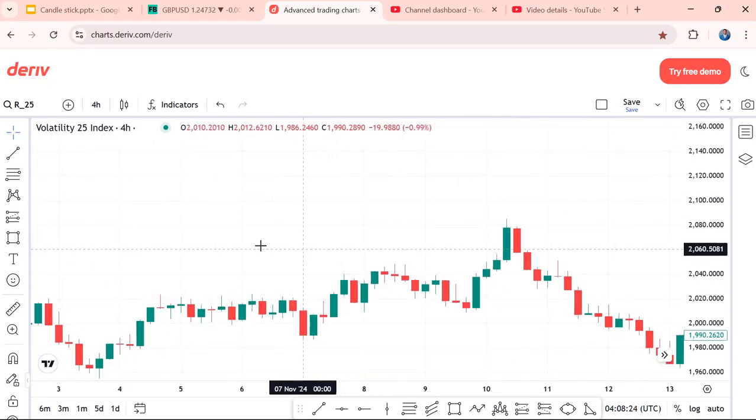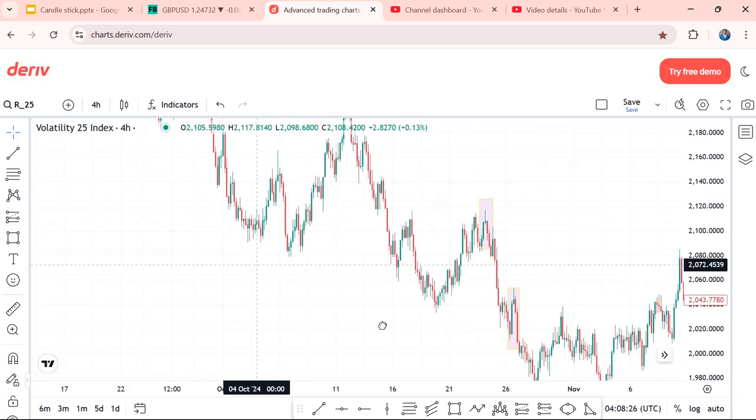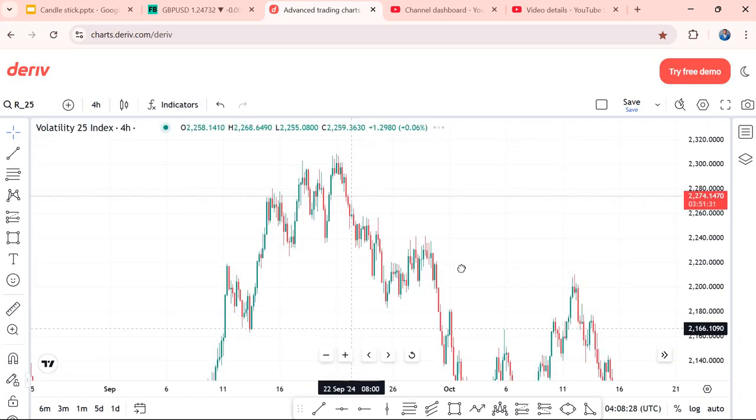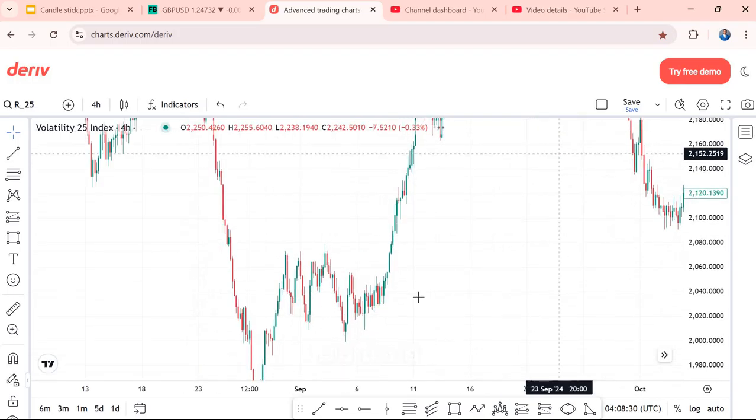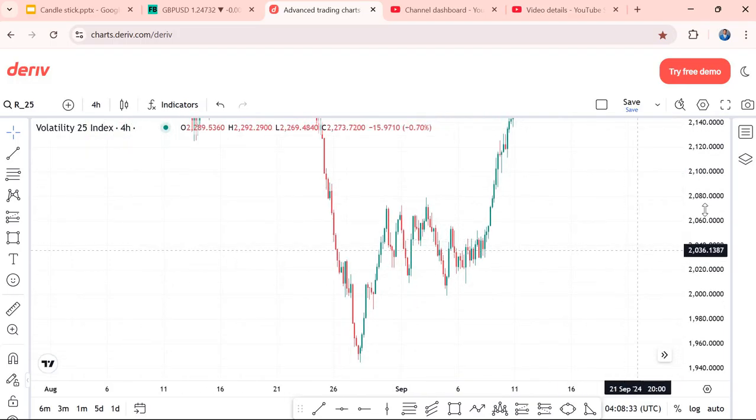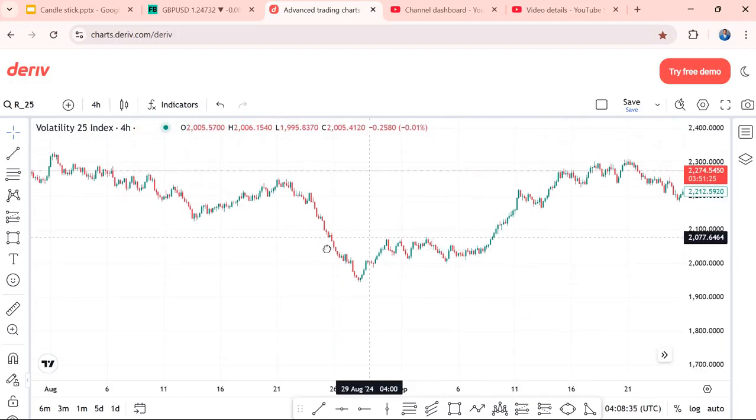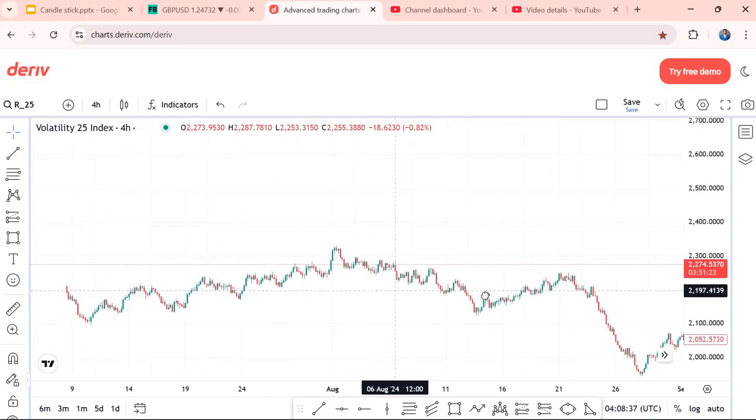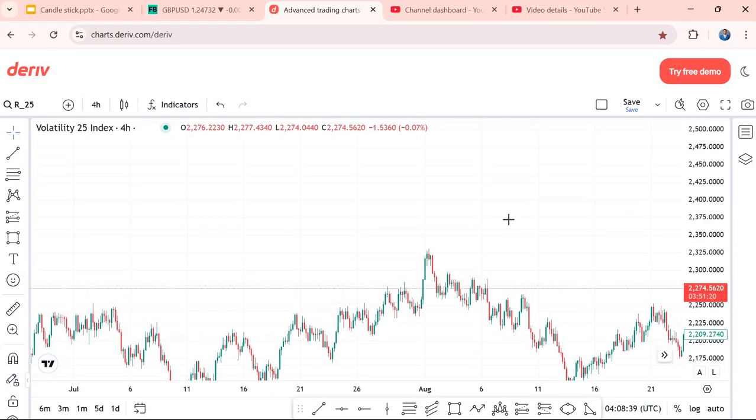With the evening star and the morning star, you are going to see a lot of them on your chart. If you go through your chart, you'll be able to identify a lot of them, and you'll know the next line of action when you see them on your chart.